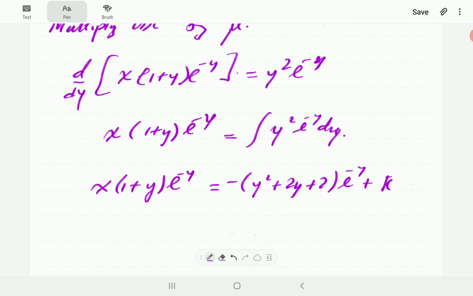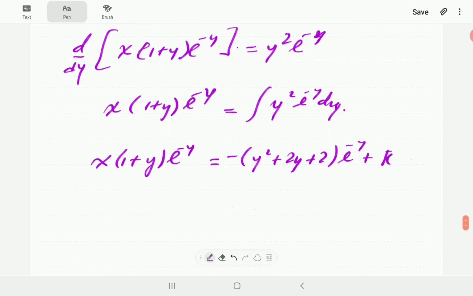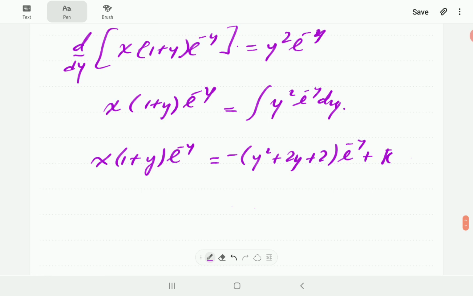Then if we regroup this, multiply everything by e to the y, and group the terms, it's going to be y squared plus x into x plus 2 into y plus 1 is equal to k e to the y.